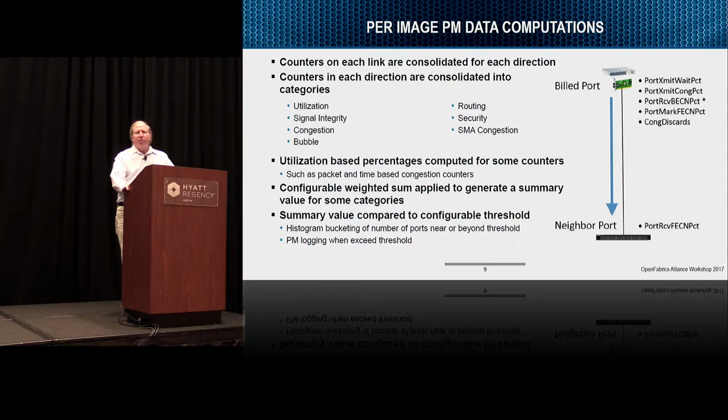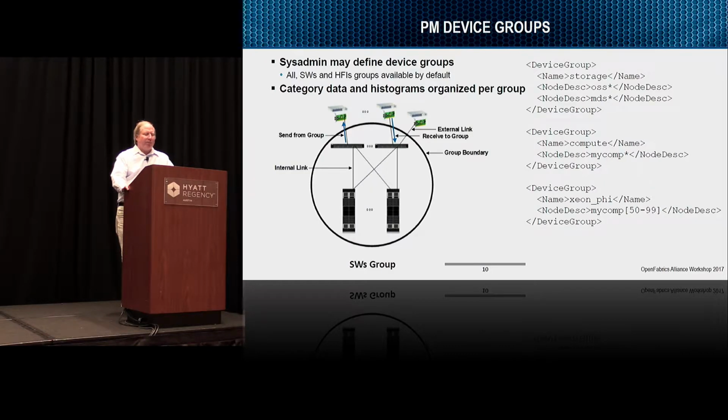And then we can take those and compare them against the threshold and generate histogram information saying how many of the links in the fabric are at the threshold, over the threshold, at half the threshold, at 3/4 of the threshold, so you can get a sense of the overall health of the fabric, as well as sorted lists of which components are in the worst shape in the fabric for that criteria.